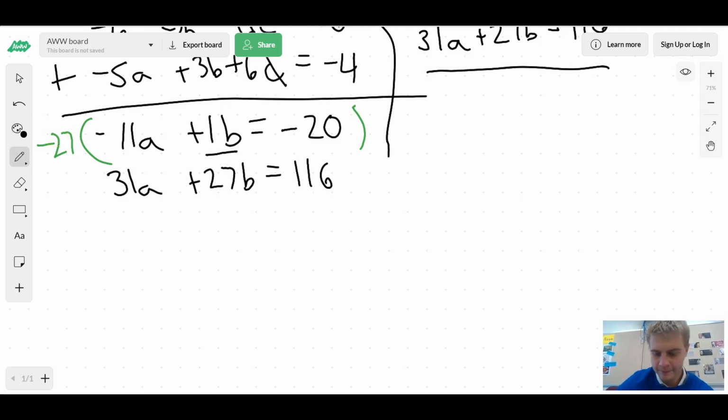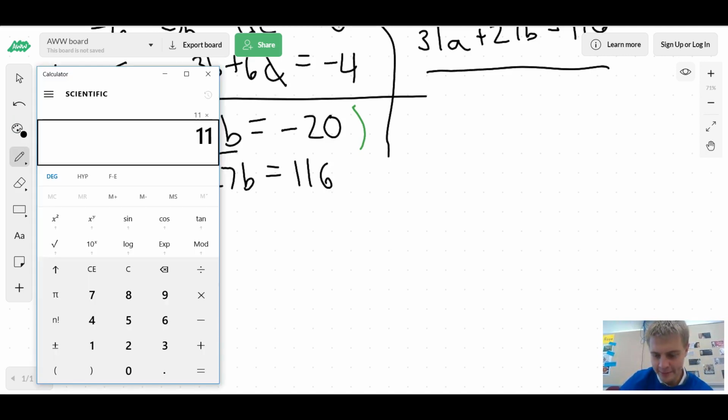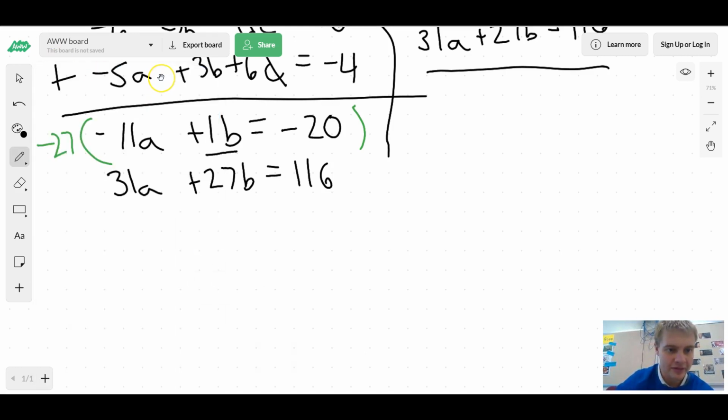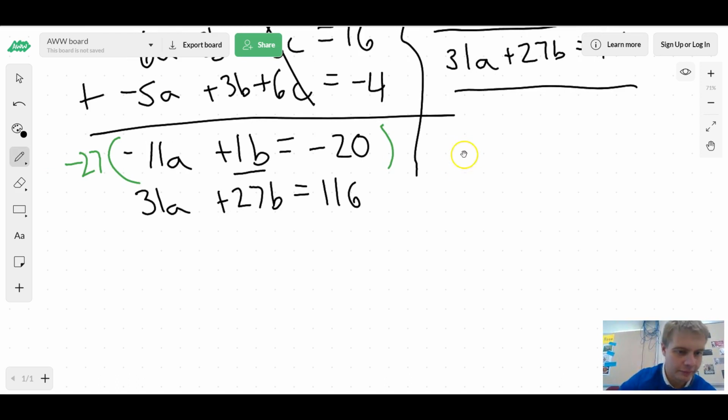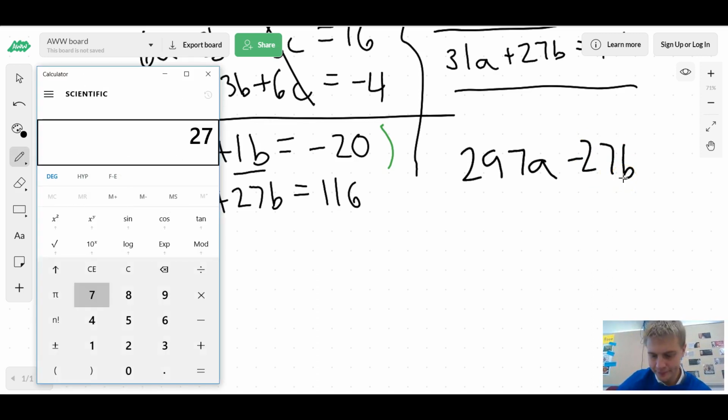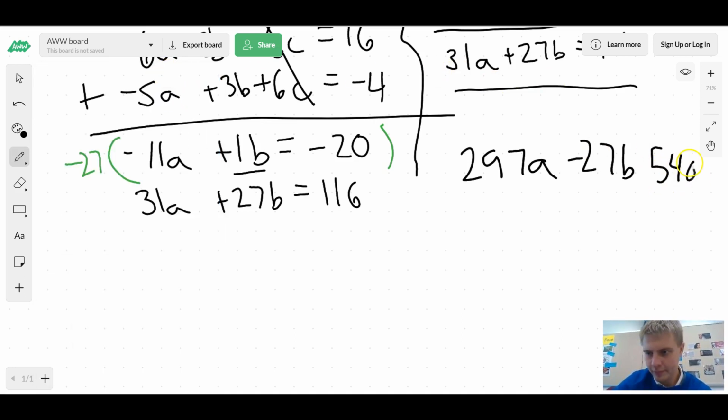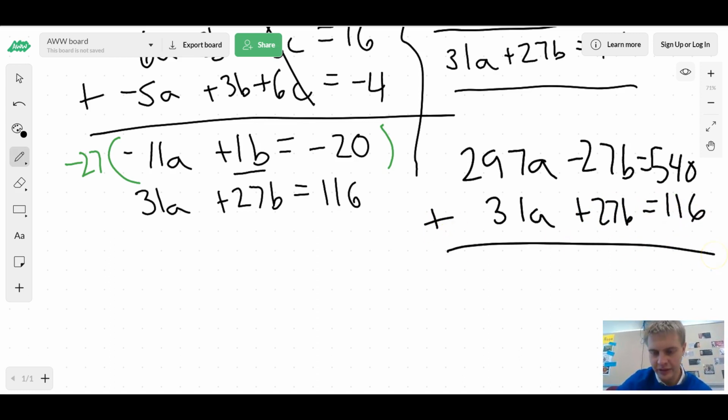So that's going to be 11 times 27, positive 297. Come on. Work for me, pen. That'll be negative 27b. And that'll be 540. Getting a little nervous that this might not work out when I add them, but we will see. They are pretty big numbers, so I think it's okay that they're getting bigger.